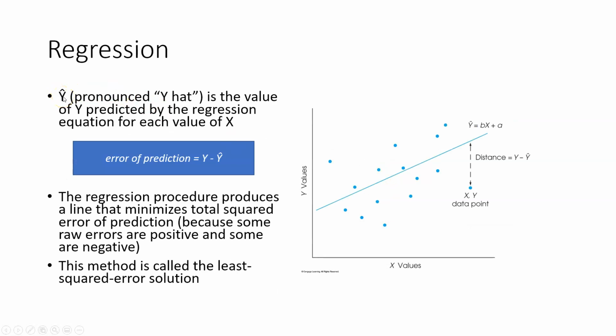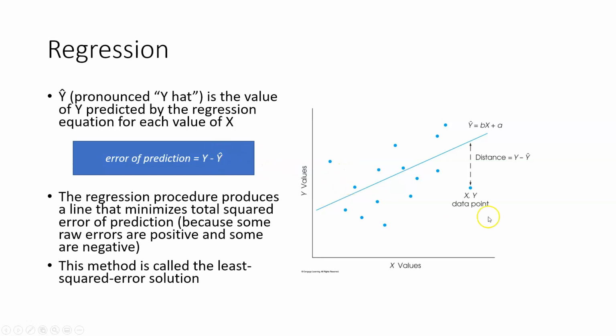In order to compute that, we have to introduce a new concept. This right here, this symbol, this Y with a hat on the top, is pronounced Y hat. This is the value of Y predicted by the regression equation for each value of X. The error of prediction is the difference between what somebody actually got on their Y variable minus what we thought they would get, the amount we predicted they should have gotten.